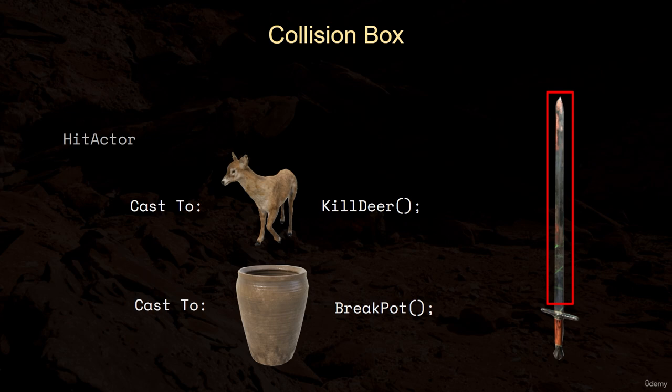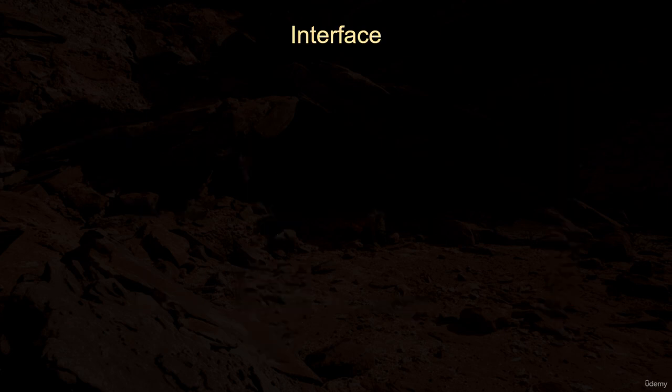So essentially, our sword will have lots of different cases to check and lots of functions for each case. And as you can imagine, this would get very complicated in a short period of time. So while this might work, it's not necessarily the best solution. For situations like these, we often turn to a particular type of programming tool called an interface.